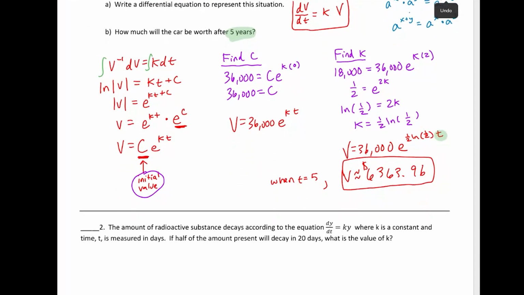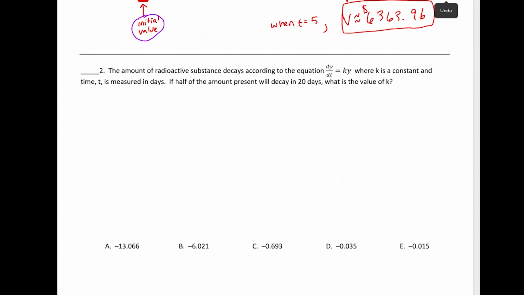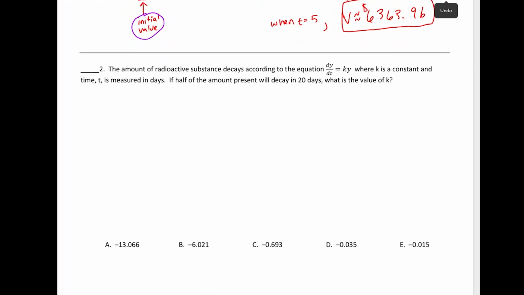Number 2 says the amount of radioactive substance decays according to the equation dy/dt equals ky, where k is a constant and t is measured in days. If half the amount present will decay in 20 days, what is the value of k? So we have basically the same kind of setup here. Let's go ahead and solve for y. So we have a function y in terms of t.